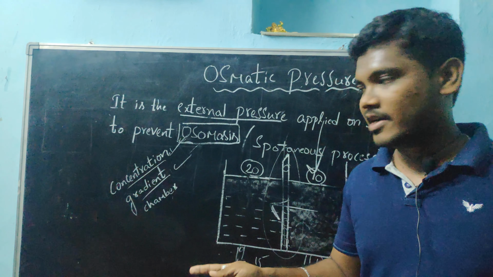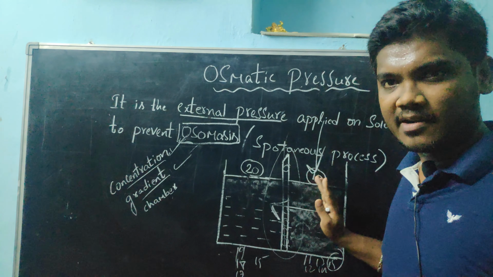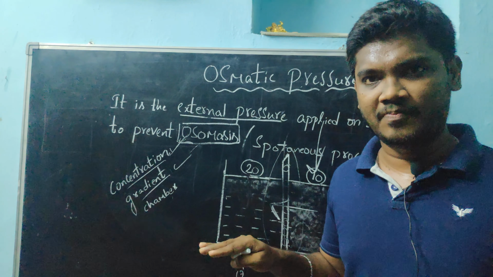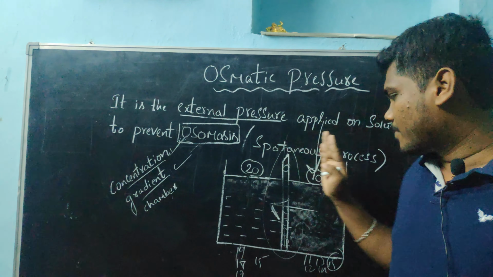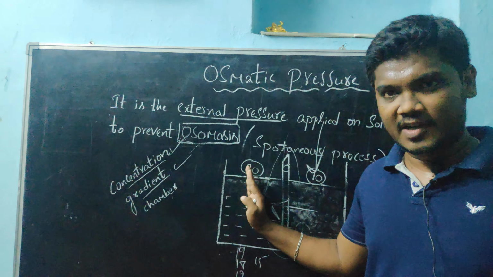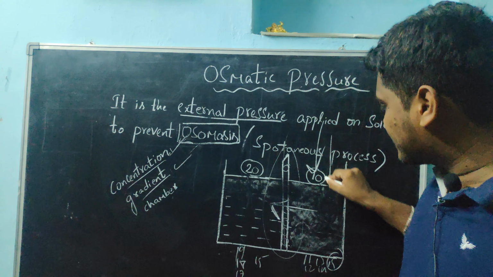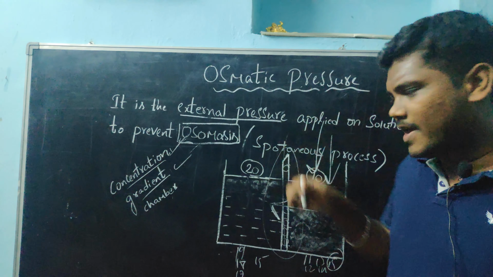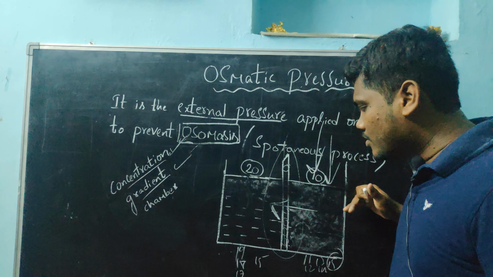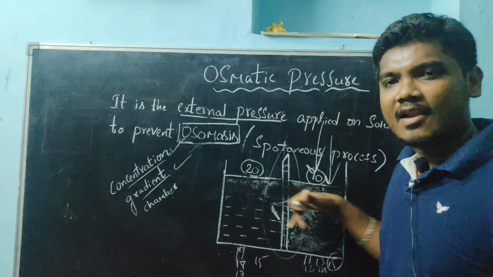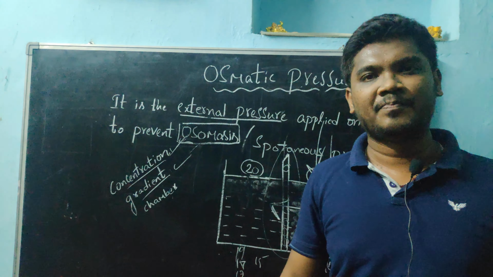After that, there is no flow of solvent from left hand side to the right hand side because equilibrium is already reached. But if you want to reverse the flow of the process from concentrated to diluted, from right hand side to the left hand side, it requires external pressure. If you apply external pressure at the right hand side, you can reverse the movement of solvent from right hand side to the left hand side. That external pressure is called osmotic pressure.